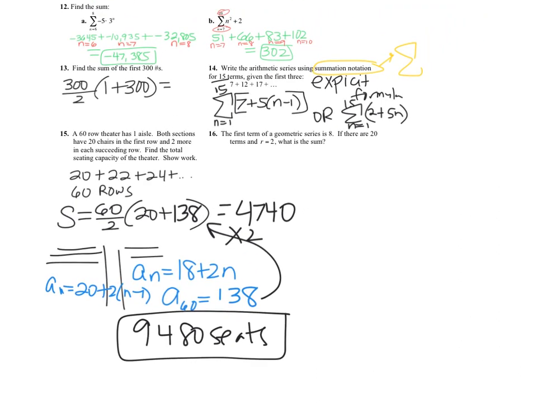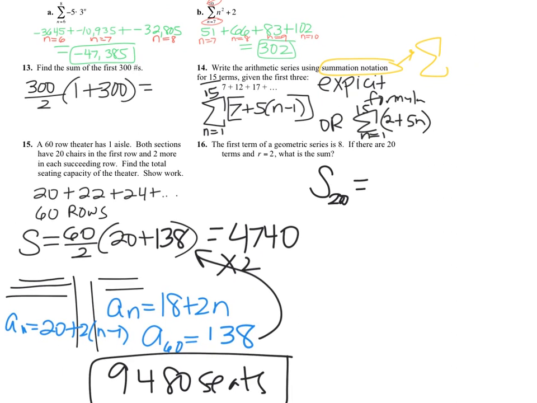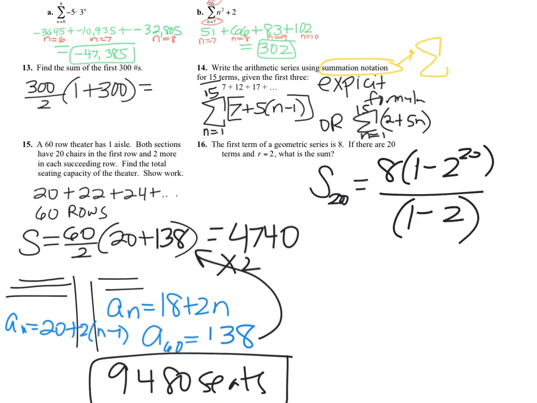All right, last one. I think we're going to finish. The first term of a geometric series is 8. If there are 20 terms and r equals 2, what is the sum? Okay, first term is 8, 20 terms. We can just plug everything in, right? Yeah. So the sum of these 20 terms is equal to a sub 1, which is 8, times 1 minus 2 to the 20th power over 1 minus 2. It told me it's geometric. I'm going to use the geometric sum formula.